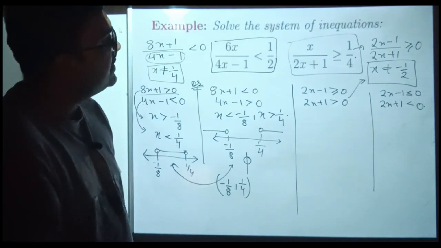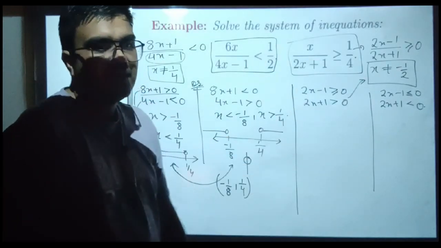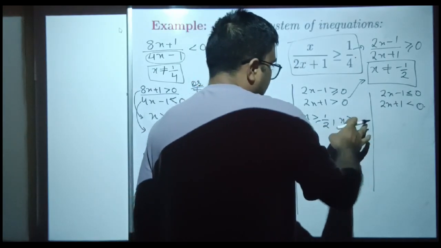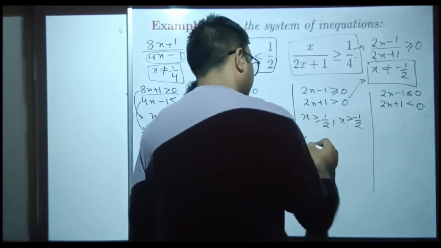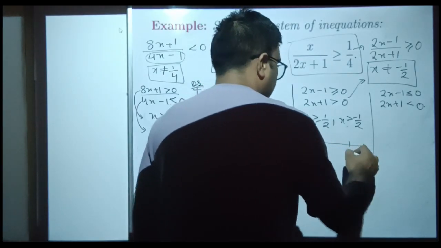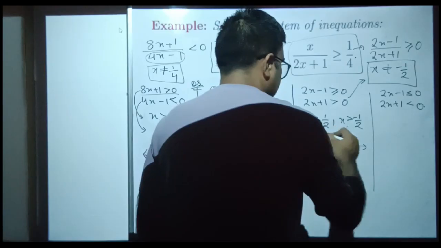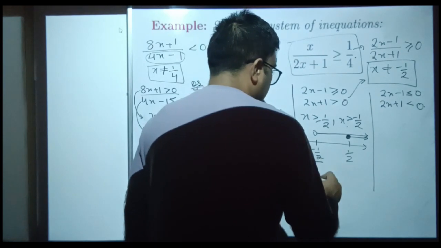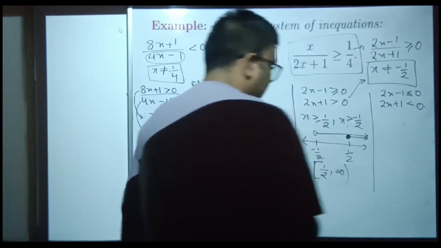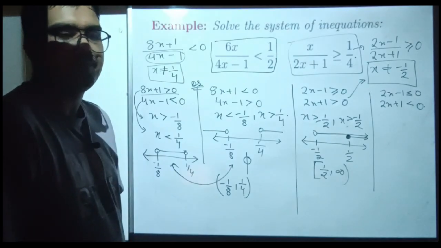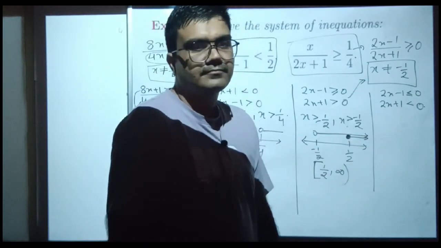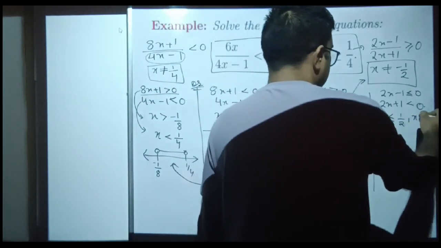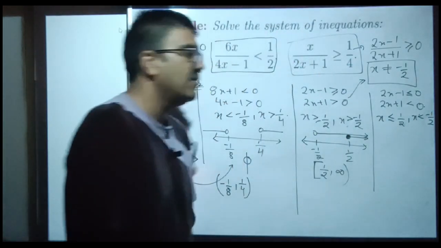Now when both the terms are positive, what we get is x is greater than or equal to 1 by 2, and x is greater than minus 1 by 2. The answer we obtain is 1 by 2 comma infinity. In the other case, what we will obtain is x is less than or equal to 1 by 2, and x is less than minus 1 by 2.